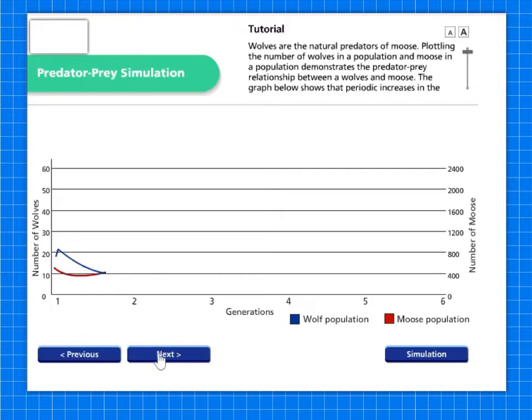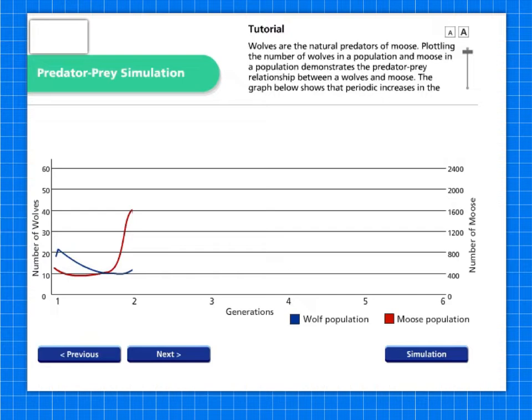And I'll talk about that in a later video related to what we call pyramids of numbers and pyramids of biomass. But you always have more prey than predators. And so the wolf population is in blue and the moose population is in red. So let me play a bit more.